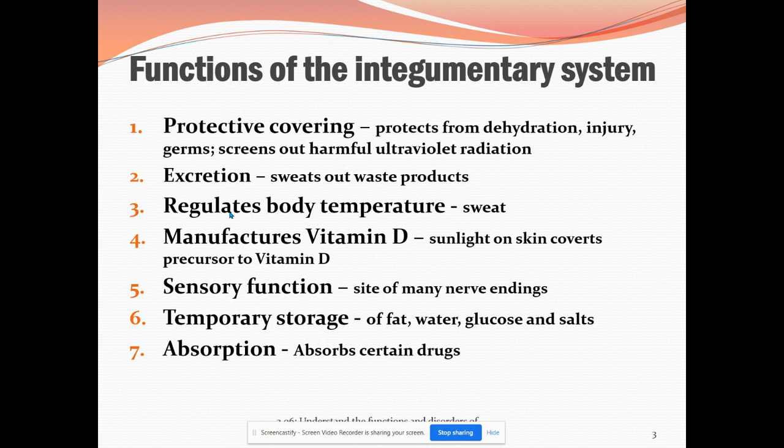And then absorption. So please don't confuse number 2, excrete, with number 2, absorb. So excrete is to push out and get rid of. Absorb is to soak in and take in. So your skin is capable of absorbing things. You probably know that every time you put lotion on it gets absorbed in. We use that to our benefit with certain medicines.